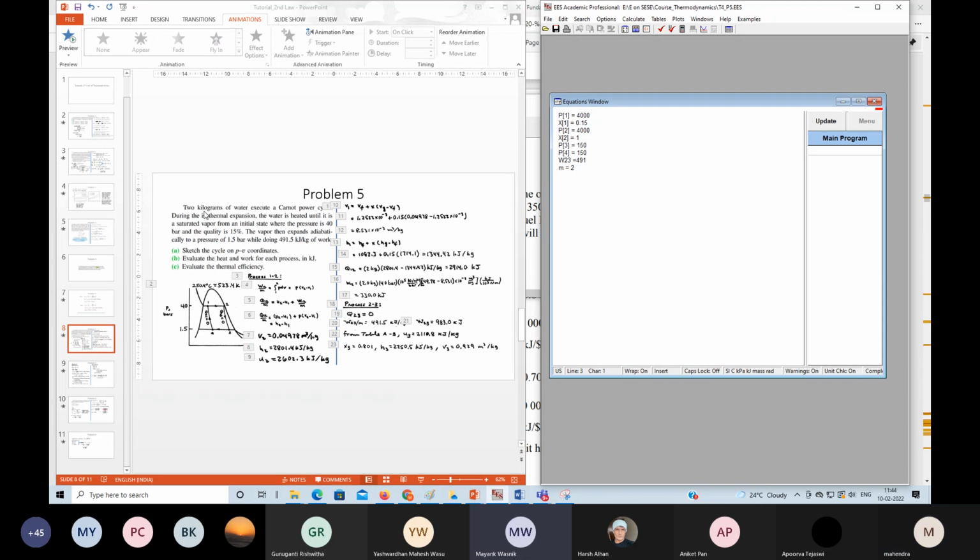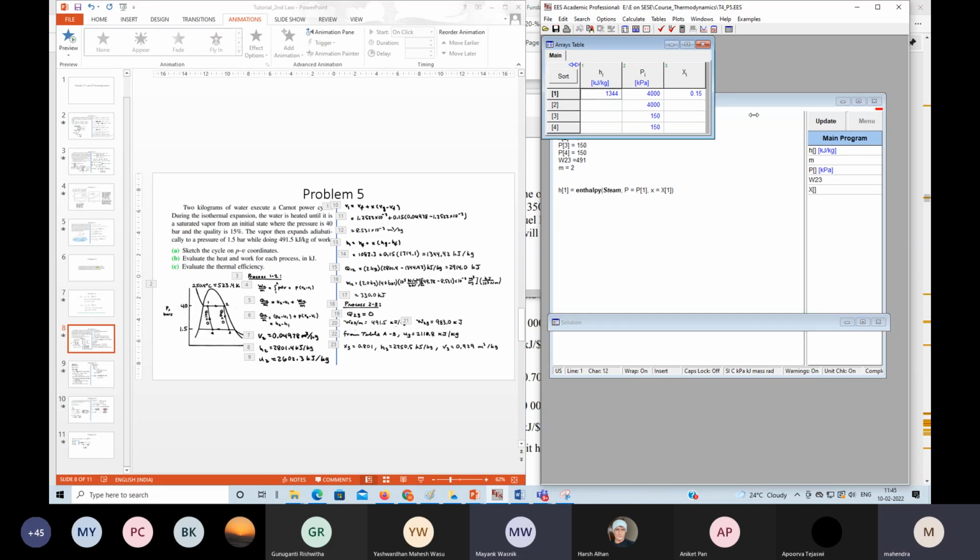Let us see. At the point 1, let us calculate our H, our specific volume. H1 equal to enthalpy with the steam, comma, P equal to P1, comma, X equal to X1. So now let me check.